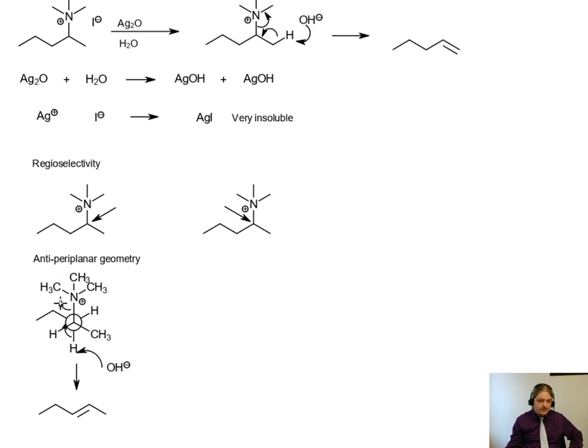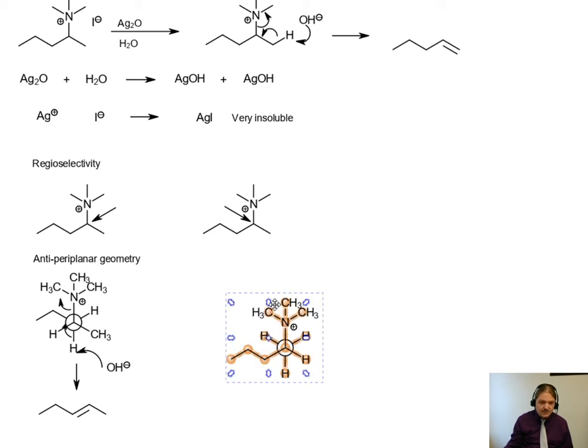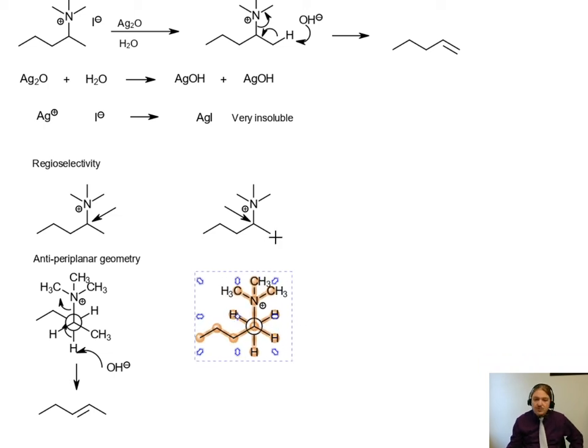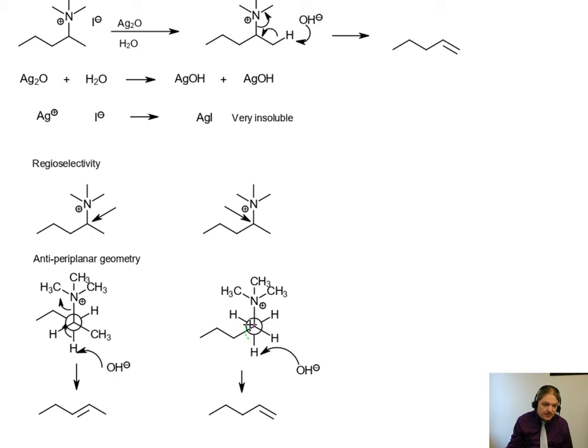Okay. The Newman projection for the Hofmann product looks like this. Right, and now we're looking down the bond between carbon 1 and carbon 2. Right, so that's where our pi bond is going to form. And again, I can draw the same mechanism arrows. We have that anti-periplanar arrangement of hydroxide, formation of the pi bond, loss of leaving group.